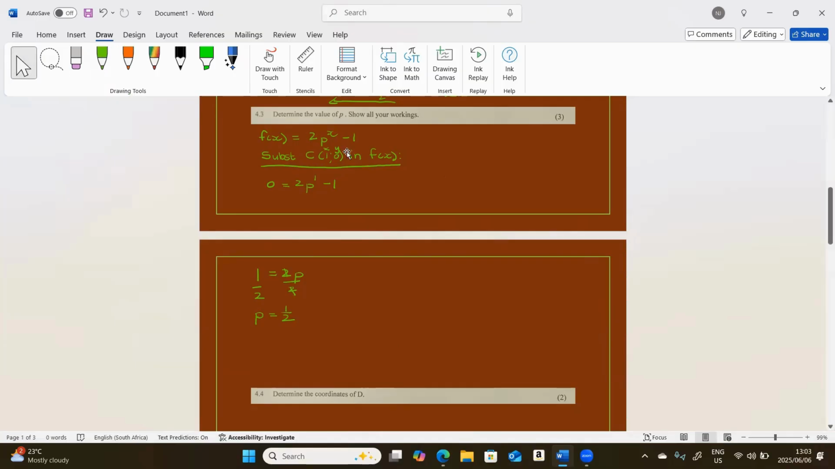The first thing that you do is you just put in your value of your asymptote, and then you substitute a coordinate, and then you get the value for p. Okay, so determine the value of p, show all your workings. We have the value of p. Here are our workings. So therefore, we have done this, and it is 3 marks.